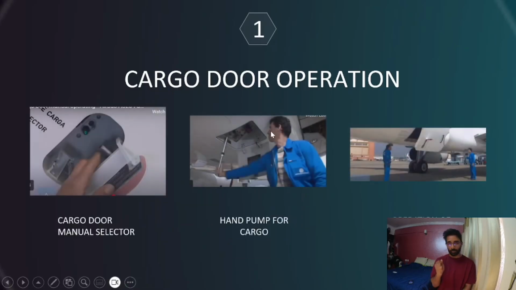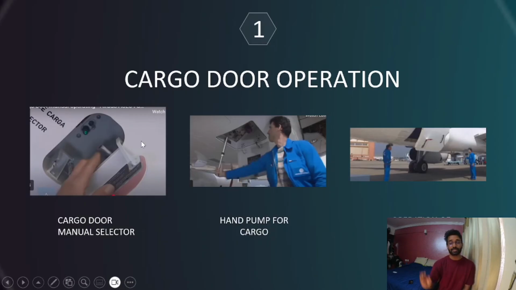Now remember I told you, if your electric pump is not working and they operate the switch, this is that switch. See the manual selection cargo door. It has open and close. You put on open, yellow electric pump on, yellow system pressurized, cargo door open. Put close, yellow pump on, yellow system pressurized, cargo door closes. So that is the switch.